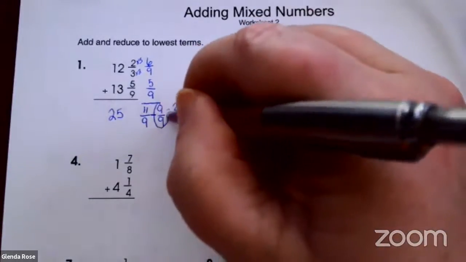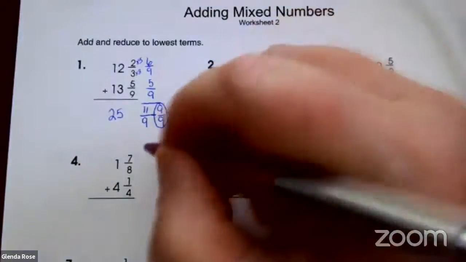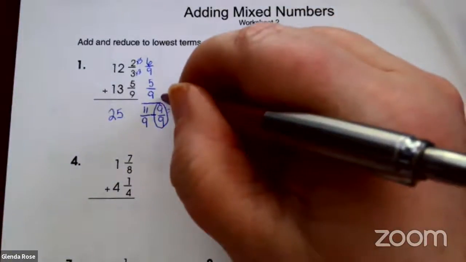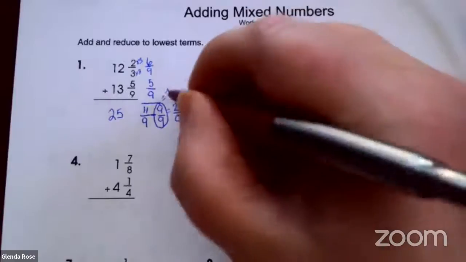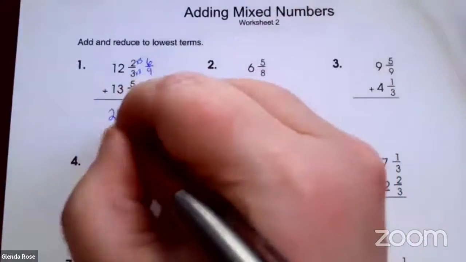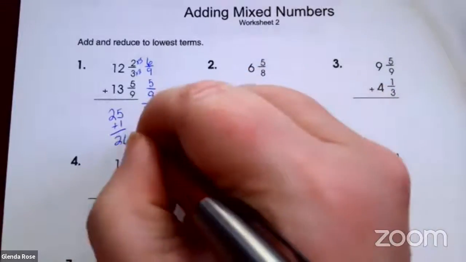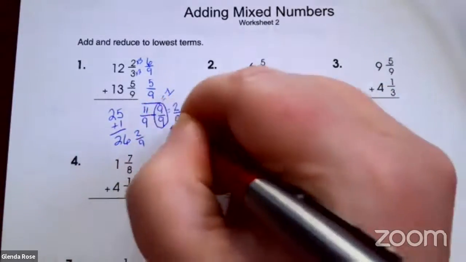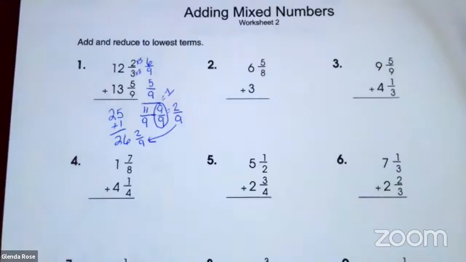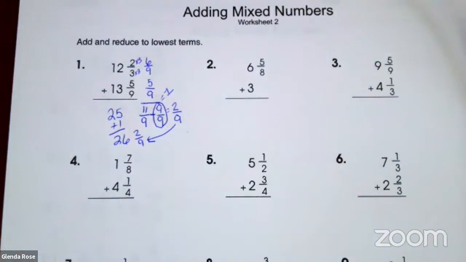But we can't make this 1 just disappear. We have to add it back into the whole numbers because now this is equal to 1 and I have to add that back to the 25. So 25 plus 1 is 26, and then I can bring the 2/9 over. Okay?